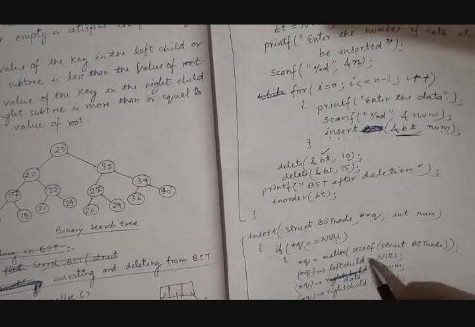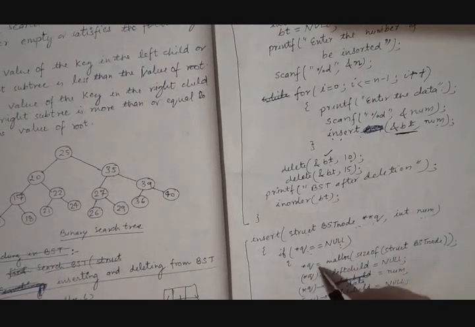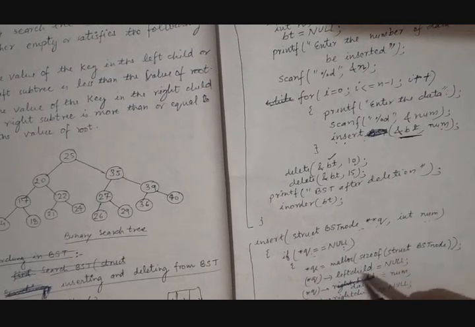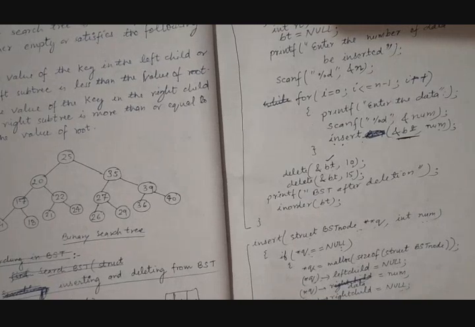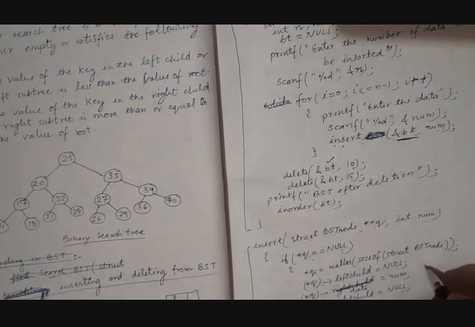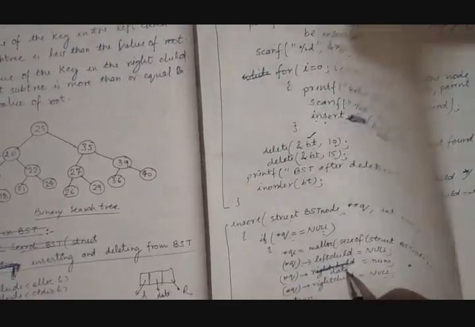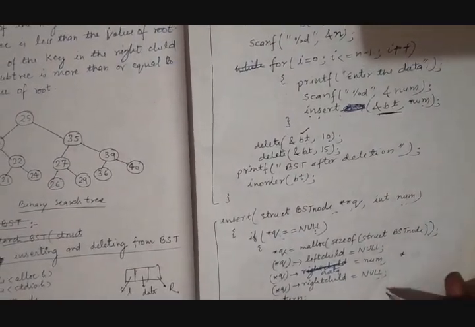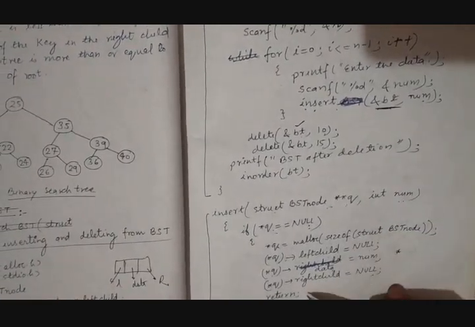In that case we will call the malloc function for dynamic memory allocation for pointer q, and since this is the first time you are going to add a node, its left child will be null, its right child will be null, and the pointer q data is equal to number. So if the binary search tree is empty, this is the first time you are going to insert a node, so this will be added.